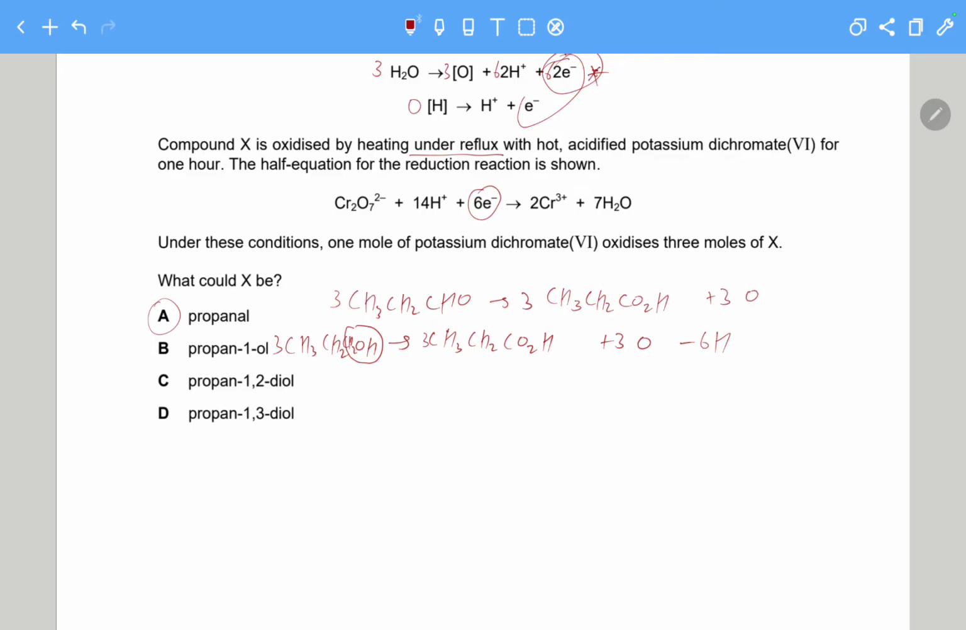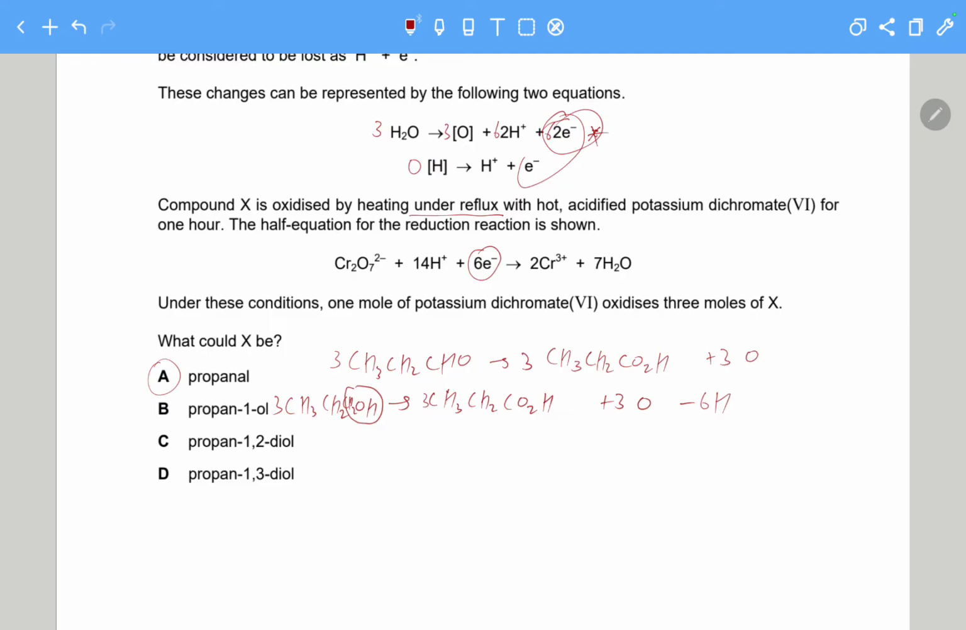So we have gained 3 oxygens, but we have lost 6 hydrogens. So we'll multiply this equation by 3 again, so 6 electrons on the right, but we'll have to multiply the lower equation, this one, by 6. And if we multiply this by 6, we'll get another 6 electrons on the right, which is total 12 electrons. So we won't be able to balance these 12 electrons with 1 mole of this equation, which is just 6 electrons, and therefore B cannot be the answer.